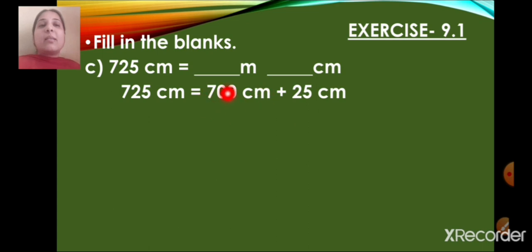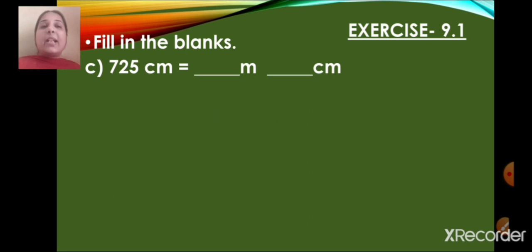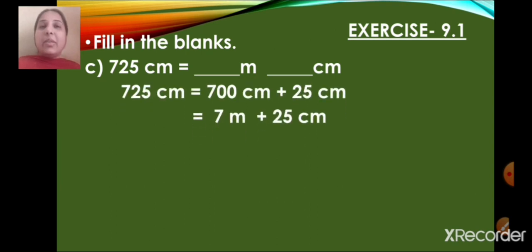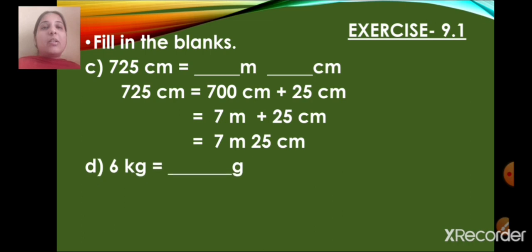Now in place of that 700 centimeter we can write 7 meter, because 1 meter is equal to 100 centimeter. So 700 centimeter is equal to 7 meter, plus 25 centimeter. Together it can be written as 7 meter 25 centimeter. So therefore 725 centimeter is equal to 7 meter 25 centimeter. Okay. Now let's see the next one.